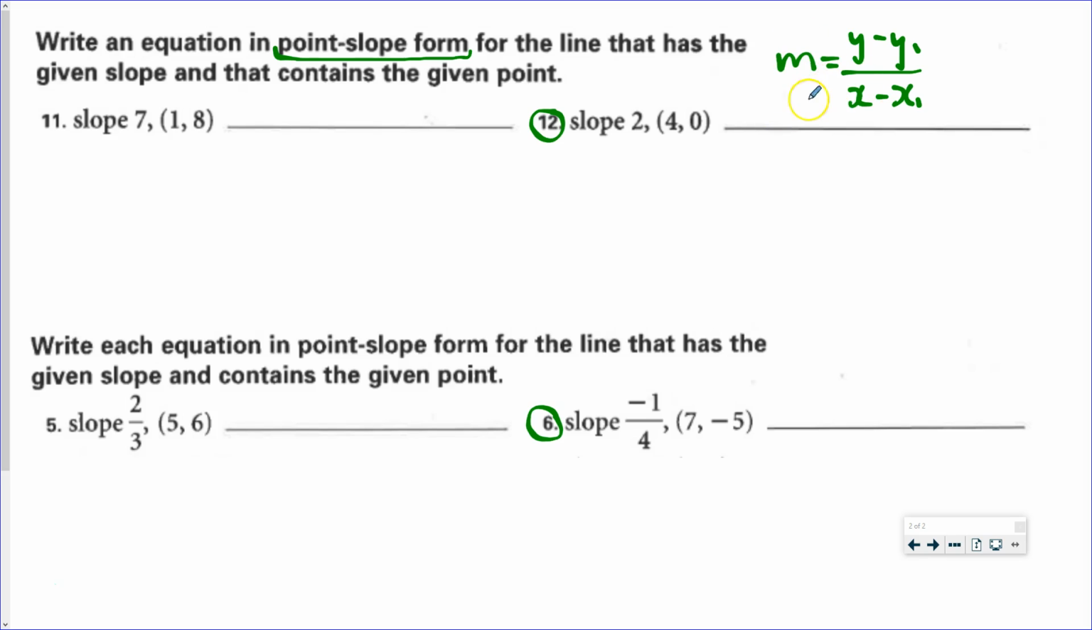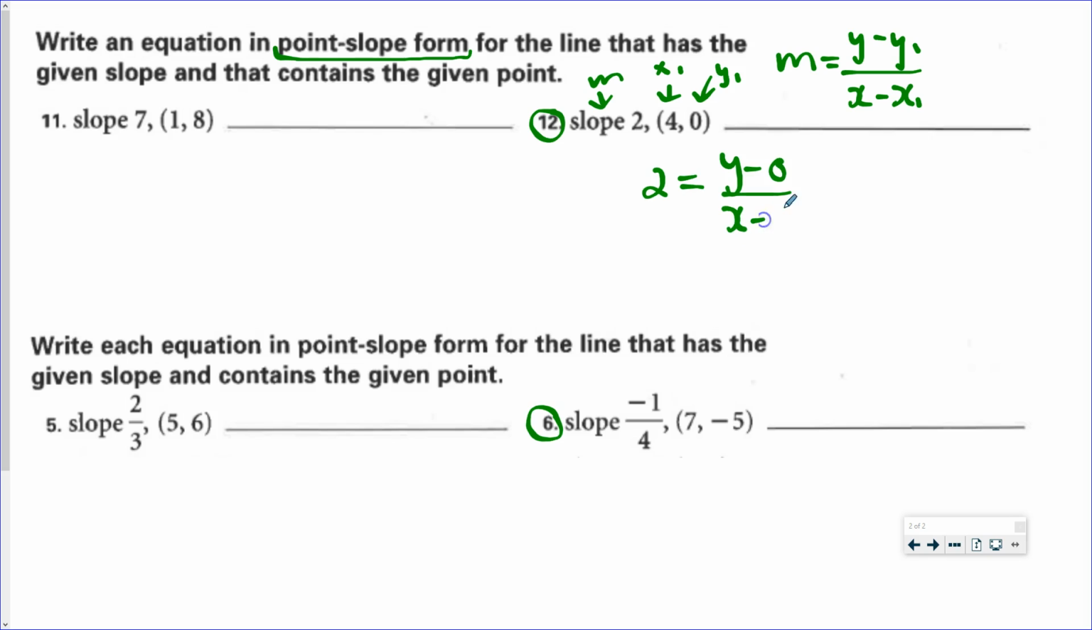So I'm just going to plug in my numbers. Slope is going to be my m, while this point 4, 0, x1, y1. So that's how I gather all this information. So after this, I'm going to plug this in. So m is going to be equal to 2. y minus y1 is going to be 0.